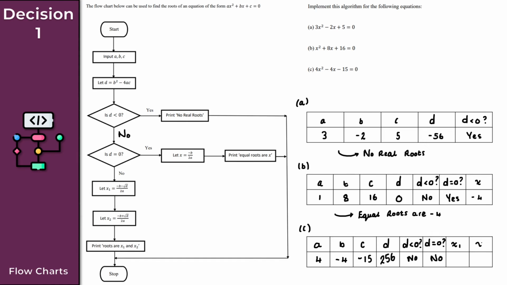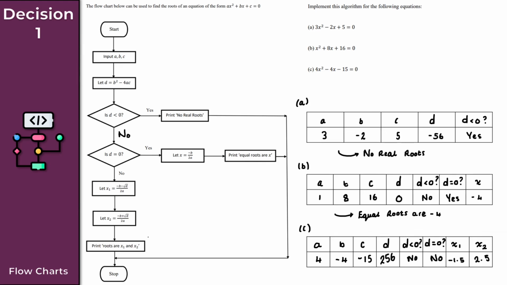Then we would have x2. So for x1, this is minus b, that's going to be 4, minus the square root of 256. And then we divide that by 2a here, so 2 lots of 4, which is 8. So I get minus 1.5 there. So minus 1.5 for x1. And then for x2 here, it's minus b plus the square root of d all over 2a. So I get 4 plus the square root of 256 all over 2a. So that's 8. What I get there is 2.5.